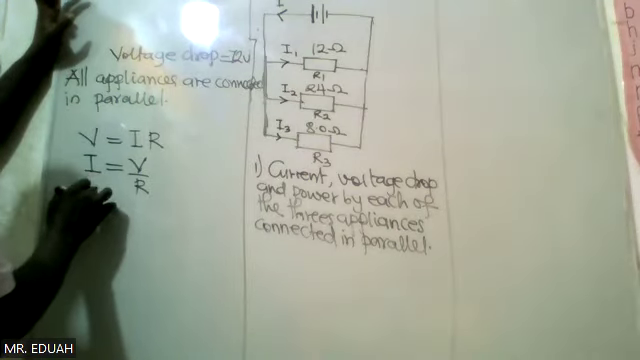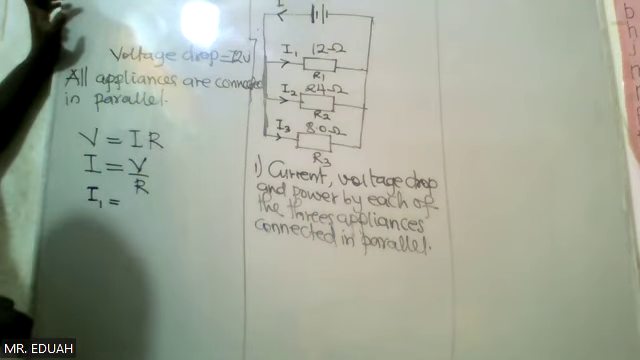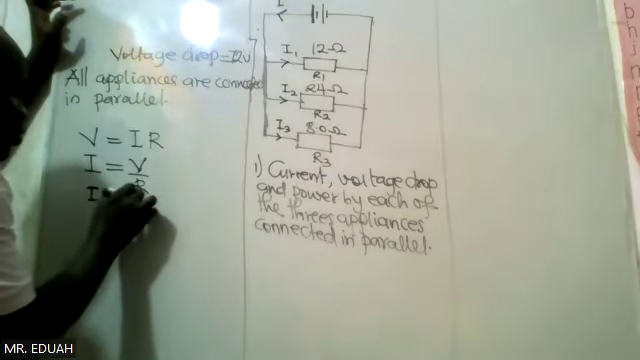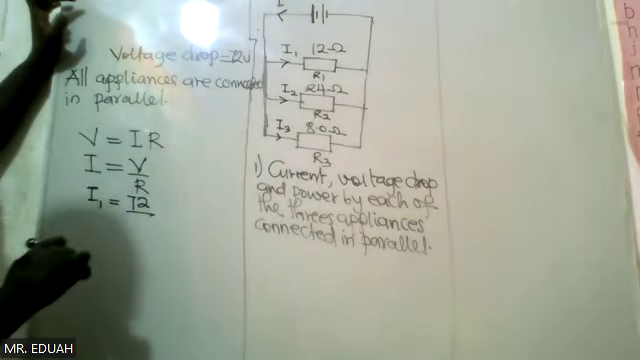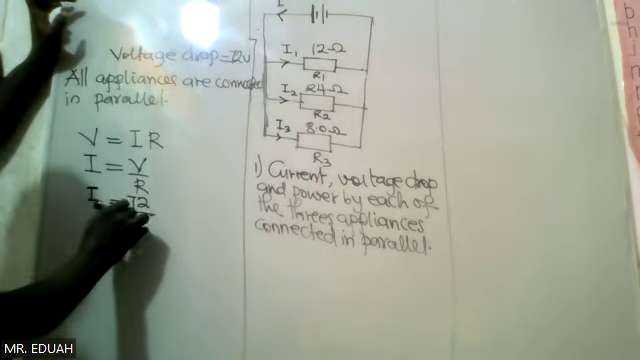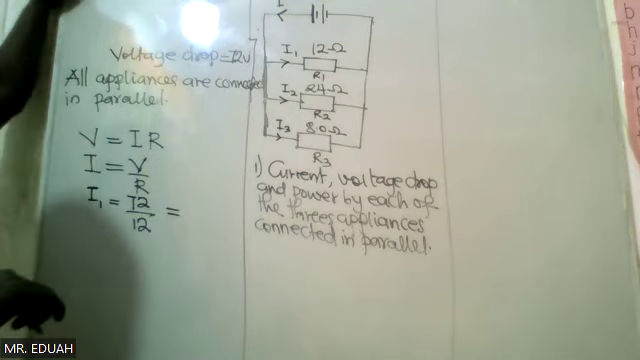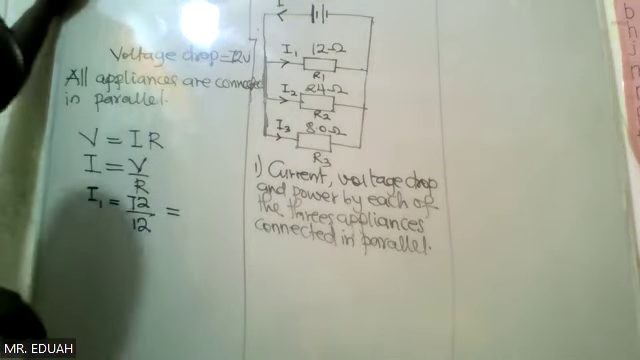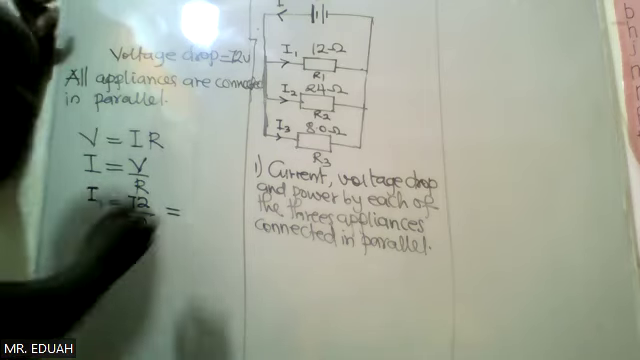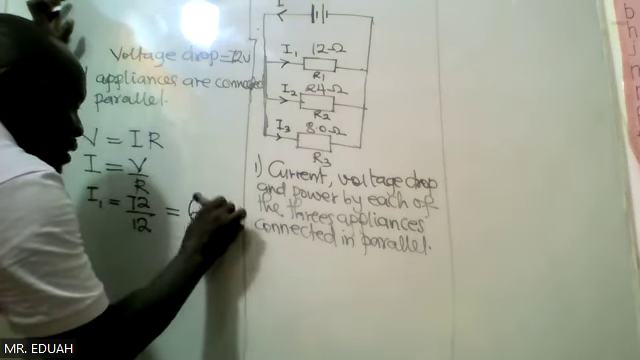So if I want I1, current is voltage over resistance. So the voltage drop across this, which is 72, over the resistance of R1, 12. And what is 72 divided by 12? 6 ampere. So this is 6.0 ampere.